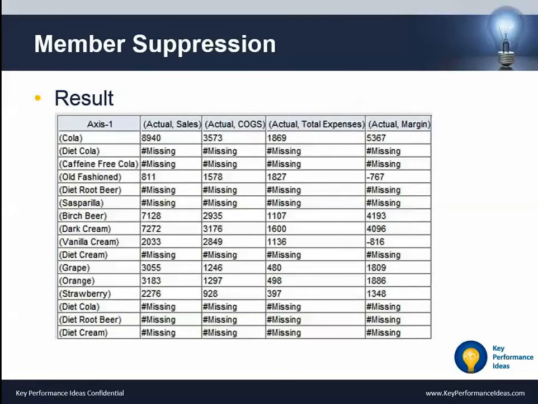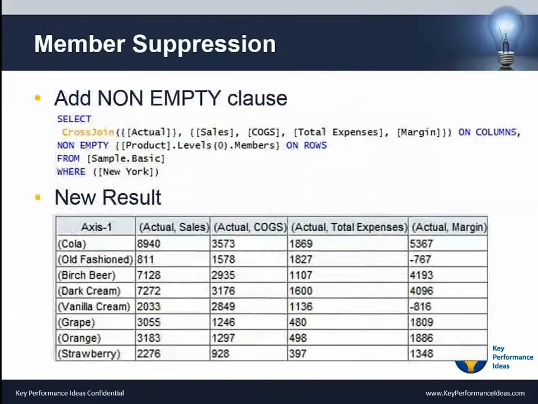We see we do have several rows that say #Missing. Not real useful, kind of ugly. So if we come in and add a NON EMPTY instead of our level 0 products on our rows, you can see the new output here that now suppresses those #Missing and gives us just those rows that have data all the way across the row.